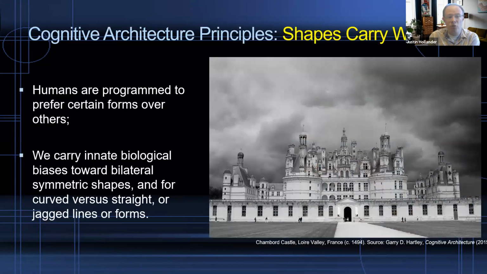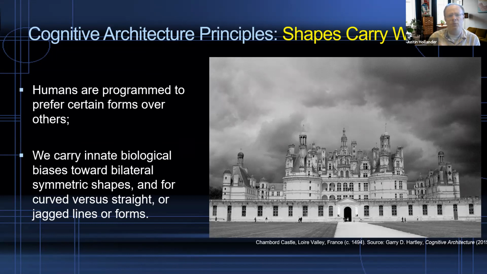So shapes matter too. When you think about our biases towards bilateral symmetry, which you see here in Chambord Castle in the Loire Valley of France, and the curves better than straight lines, we're looking for certain types of shapes that are going to make us relax and make us calm. When we see jagged lines, we get scared. They're in many ways believed to evoke the sharp teeth of a predator. So curved lines are better.